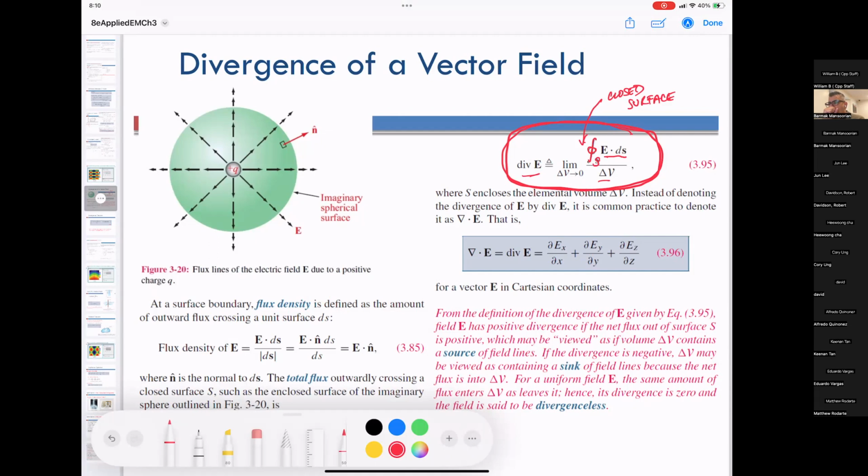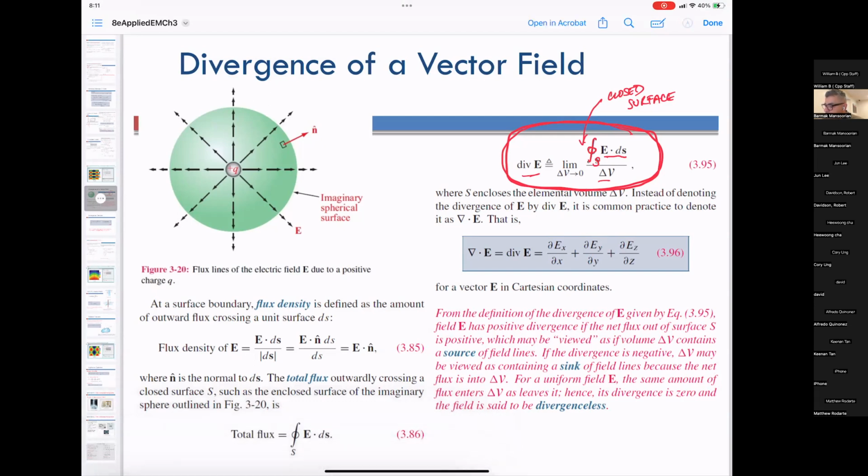As you'll see in a few minutes when we start talking about Maxwell's equations, this divergence basically tells us how much charge we have in some space. You can imagine it being this closing, taking a surface integral of a closed surface and dividing it by the volume that's enclosed by that surface.